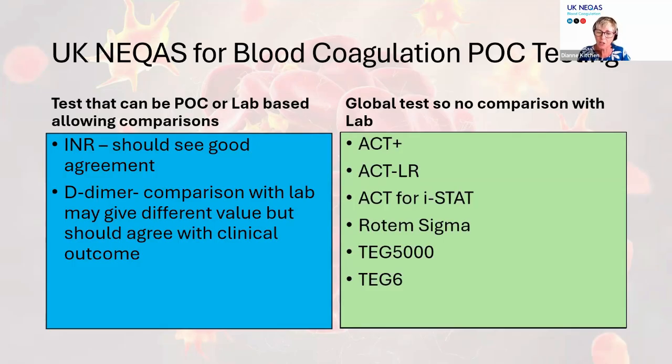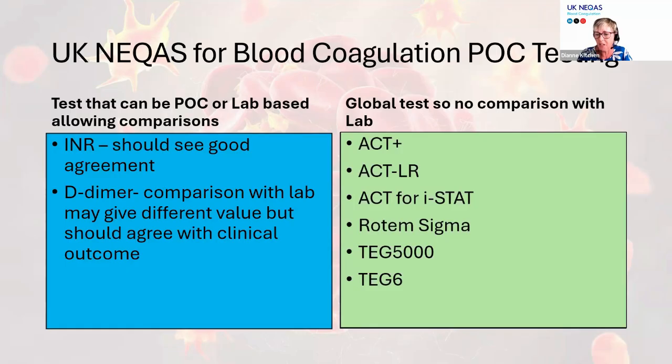Now the D-dimer test is a tricky test because there's no standardization, so you do not necessarily get the same value if you send a comparison check with the lab, but you should get the same clinical outcome. And then we've got the box tests in the green box, which are what we call global tests, and there's nothing that we compare these to in the lab.